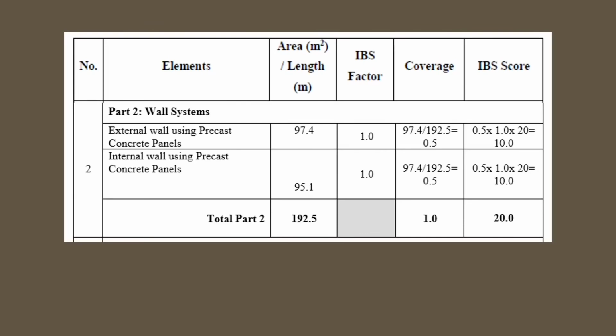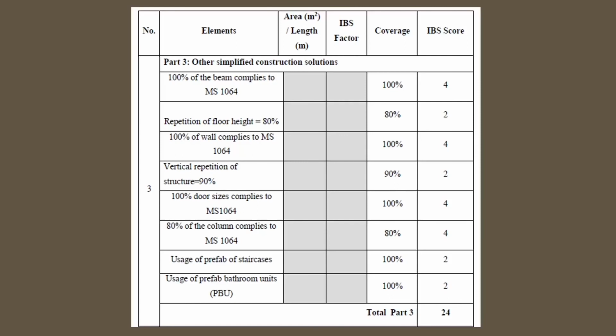The internal wall uses precast concrete panels. The length is 95.1, the IBS factor is 1, the coverage is 0.5, and the IBS score is 10. So the overall score for Part 2, the wall system, is 20. For Part 3, the other simplified construction solutions.